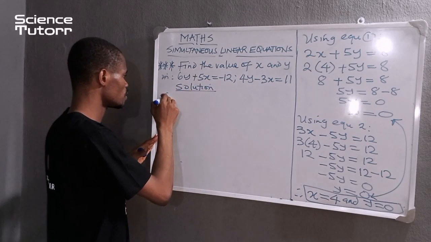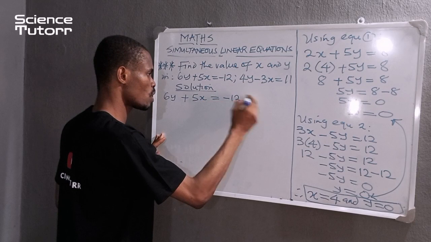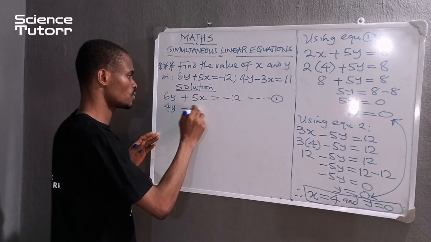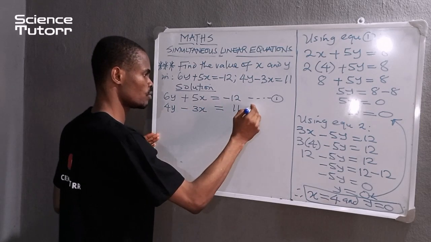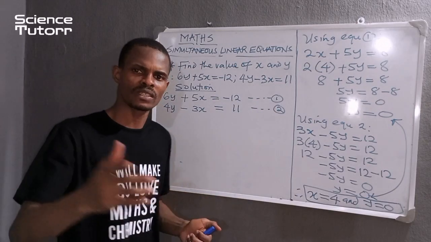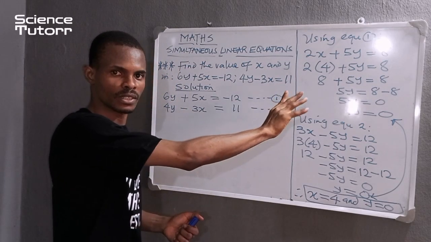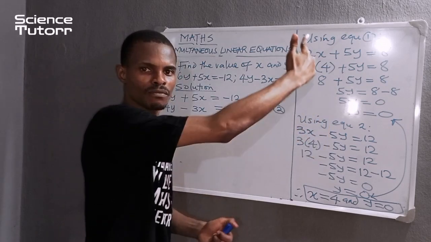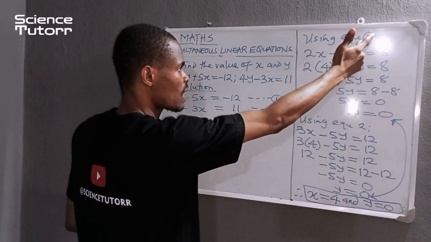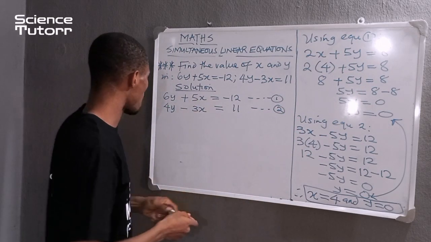Bring down our equations. 6y plus 5x equals minus 12. We call this equation 1. We have 4y minus 3x equals 11. We call this equation 2. Now, the reason why I've decided to bring up this example is because the previous example we solved was simply straightforward because we had 5y on both sides. Even though it's a minus and plus, we have 5y on both sides. But in this case, we have totally different algebraic terms. So how do we go about it?